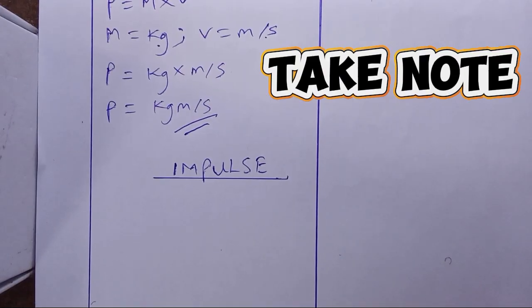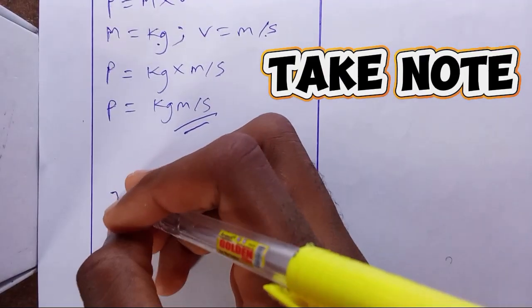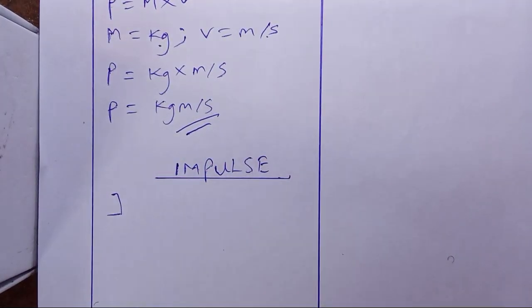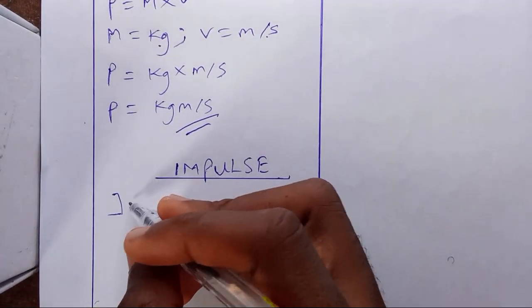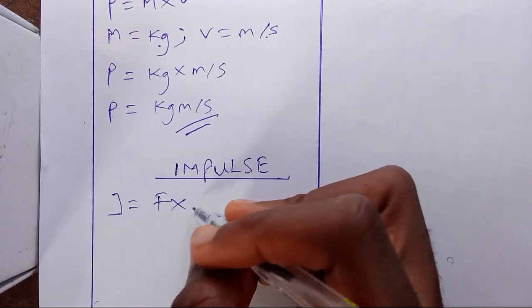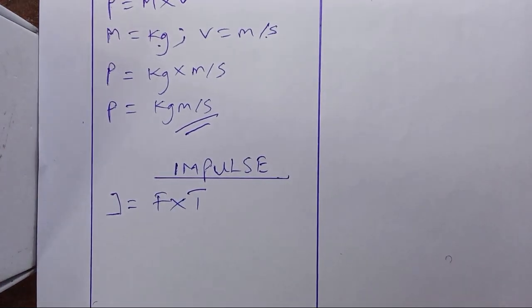First, our impulse J, symbol for impulse is J, is equals to the product of force and time. So our impulse J equals to force times time t. Meaning you can say the impulse of a body can be defined as the product of the force of that body multiplied by the time in seconds.